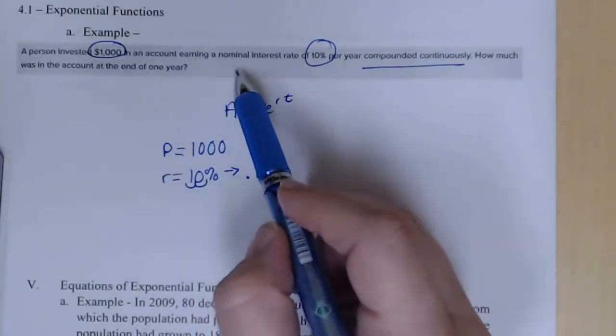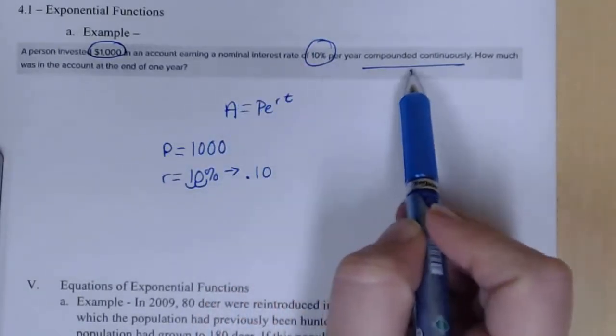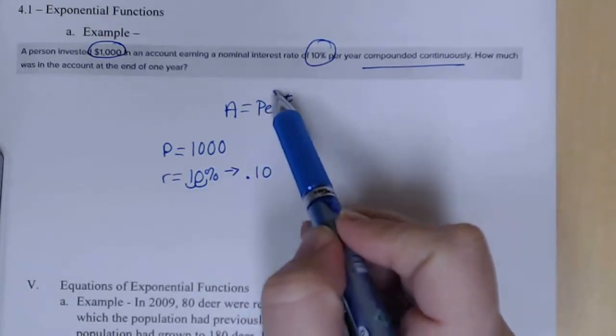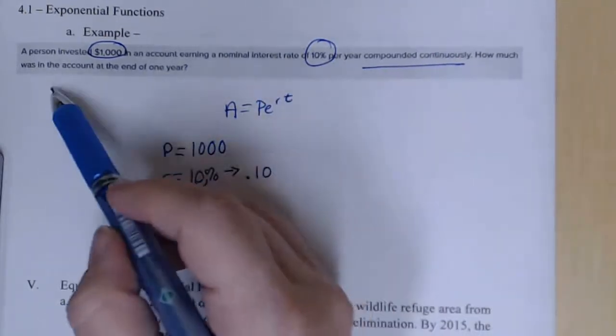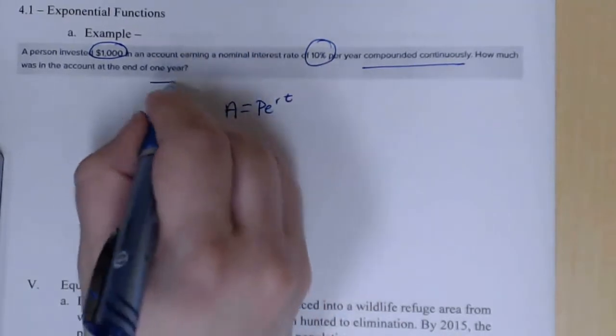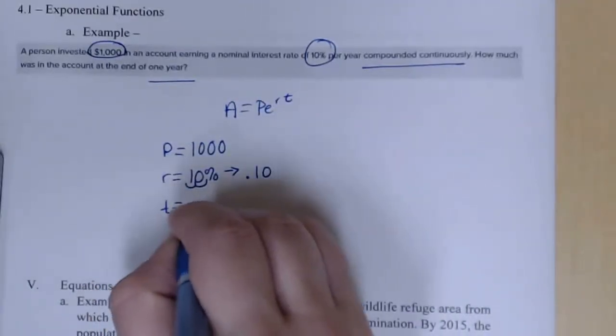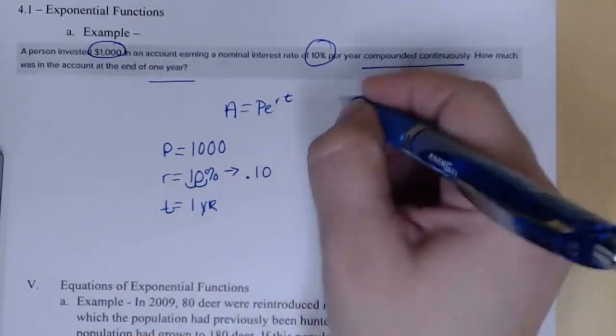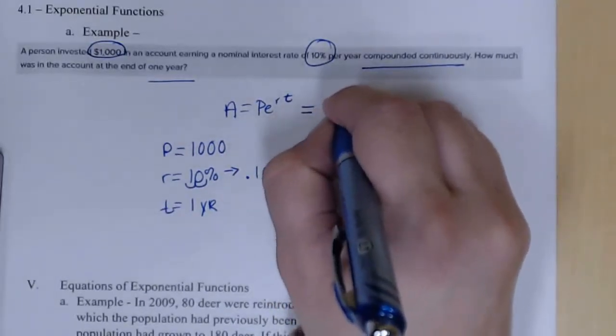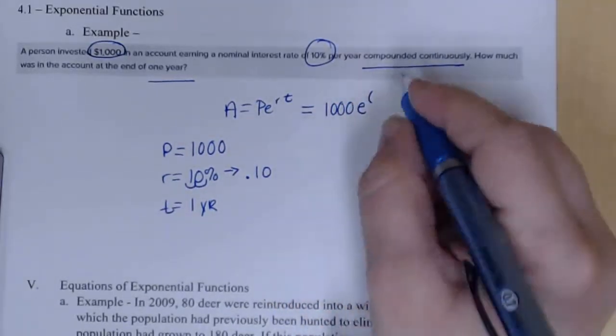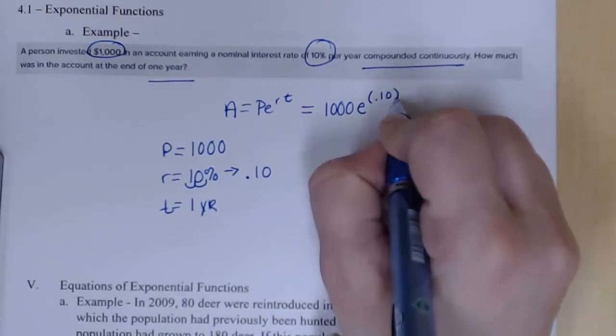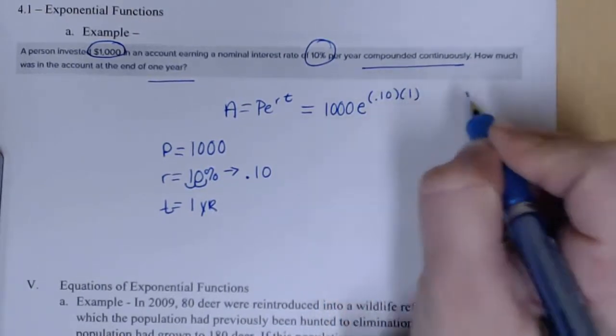Let's see, earning a nominal interest rate of 10% per year, compounding continuously. That was my keyword to use this equation instead. How much was the account at the end of 1 year? So my time is going to be equal to 1 because it's in years. So I'm just going to plug in everything I know. 1,000 e to the r, which is 0.10, t, which is 1.